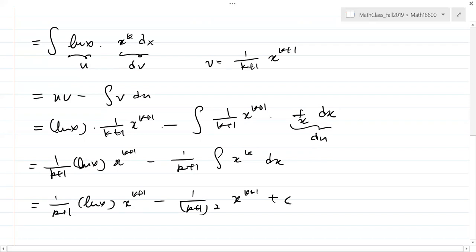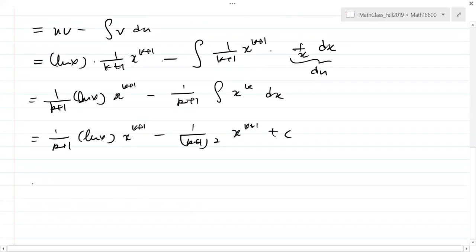Now the question is, how about when k equals negative 1? When k equals negative 1, it's the natural log of x in the numerator and x in the denominator. Can you do this? That's my question. Then you can deal with all the functions, and you can evaluate the integral for all these types of functions, x to the power k times the natural log of x.